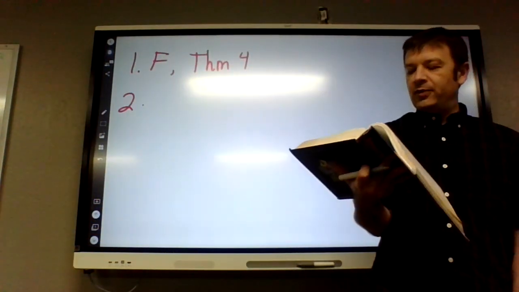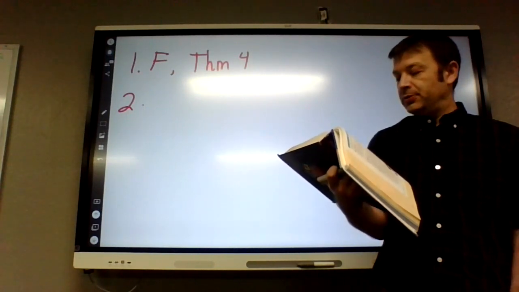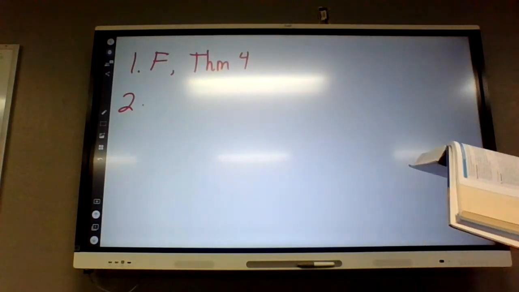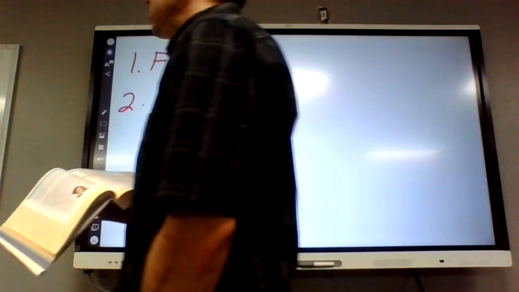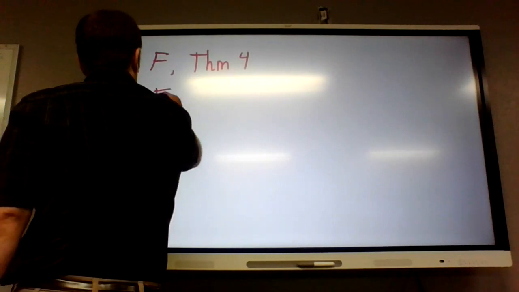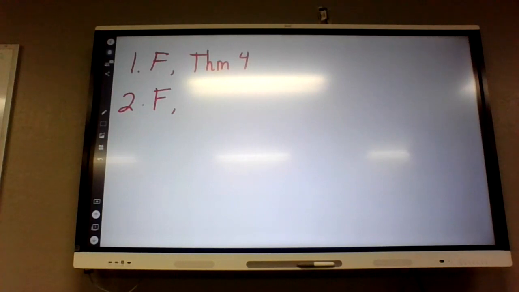Okay, number 2, every polynomial equation has at least one real root. This one's harder. Does every equation have at least one real root? Does this have a real root? No, it's not going through the x-axis at all. So no, not every equation does. So what they did for this one is they made a counterexample.